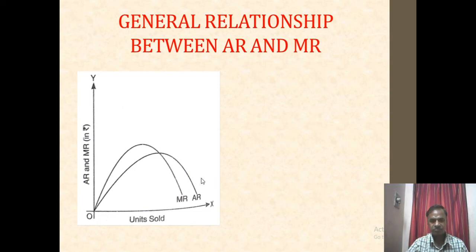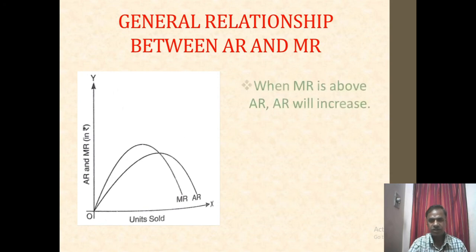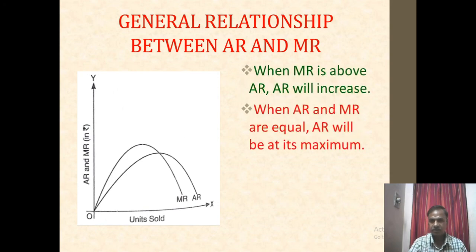We have seen that when the price falls, AR also falls, MR also falls, but the fall in MR is more than the fall in AR. So when the price falls, both AR and MR fall, but the fall in MR is more than the AR. Right?